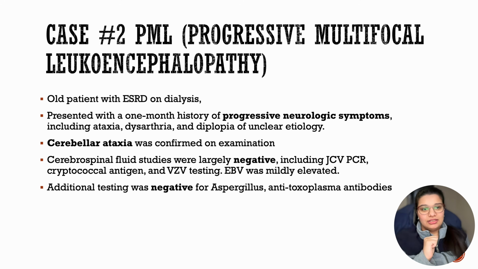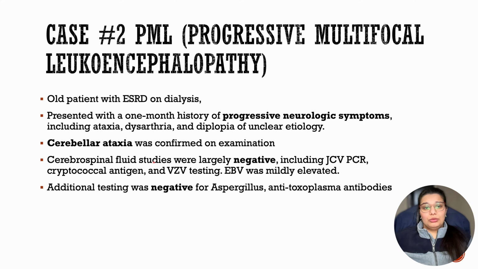So starting with the scenario, this is an old patient with end-stage renal disease on dialysis. Presented with a 1-month history of progressive neurological symptoms including ataxia, dysarthria, and diplopia of unclear etiology. When examination was done, cerebellar ataxia was confirmed.